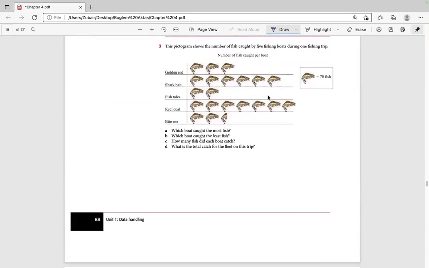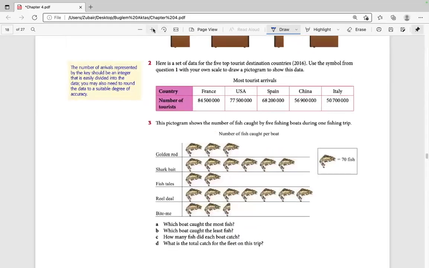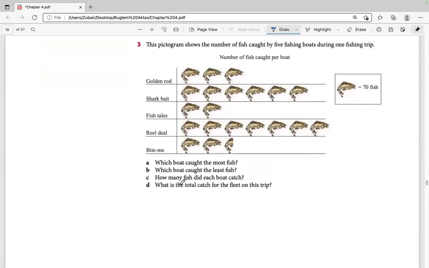Let's go for some example questions. Let's say question number 3. The pictogram shows the number of fish caught by 5 fishing boats during one fishing trip. Number of fish caught per boat. So one picture shows 70 fish. Which boat caught the most fish? Which boat caught the least fish? How many fish did each boat catch?